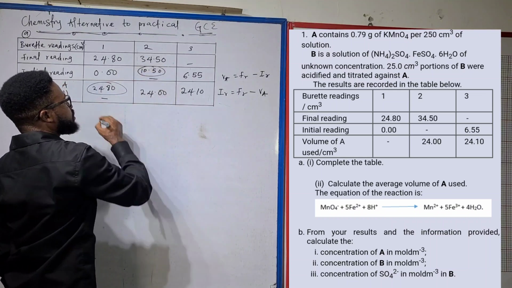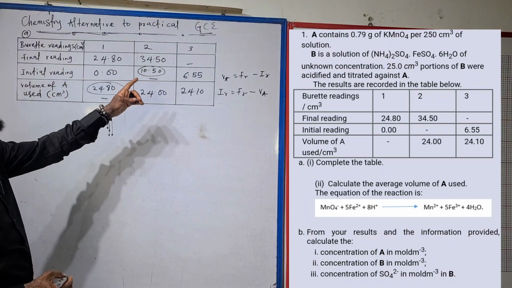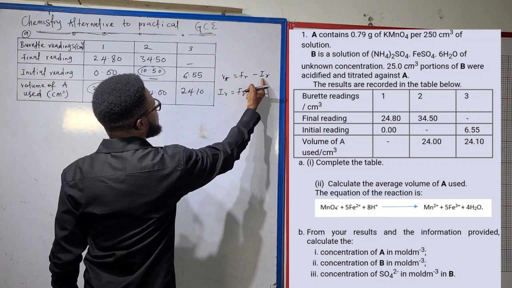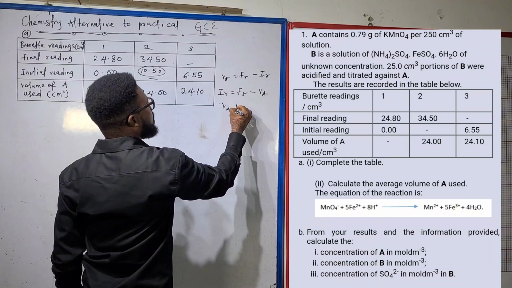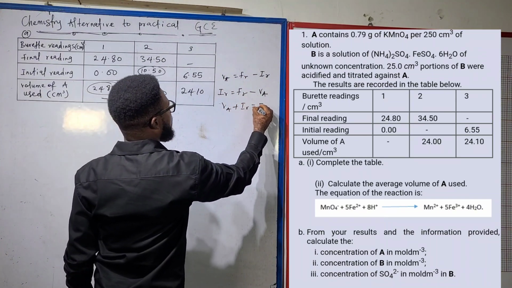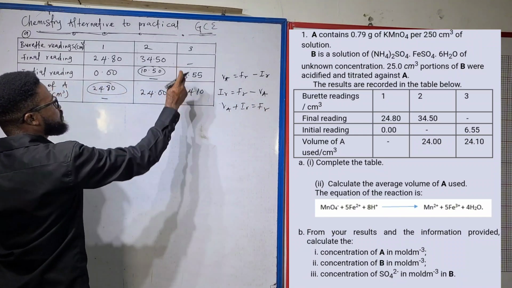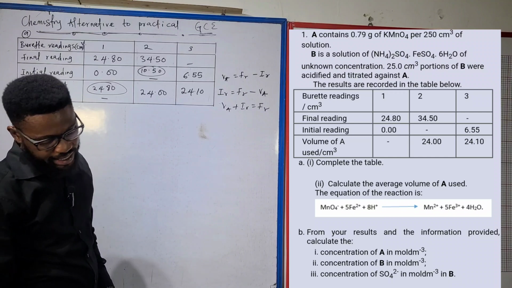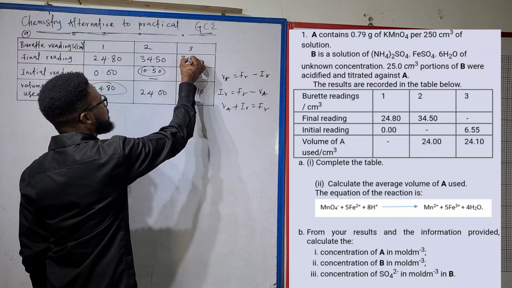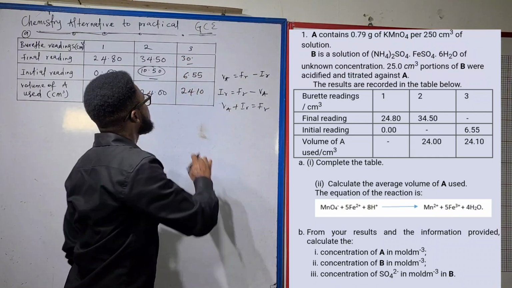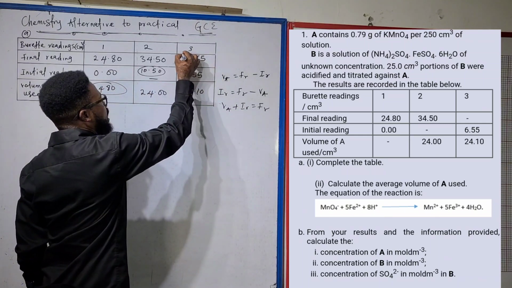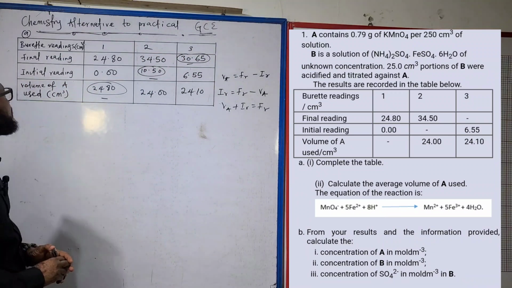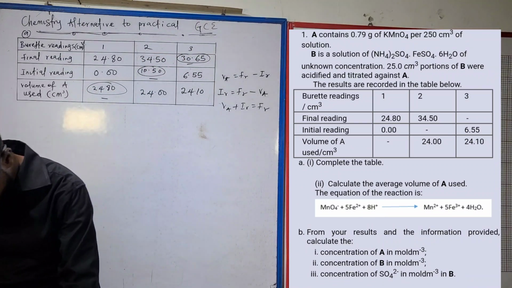Okay, I am looking for my final reading here. For my final reading, that would be VA plus initial reading equals final reading. So 6.55 plus 24.10 is going to give you 30.65. Okay, I have been able to answer question A. I have been able to complete the table.